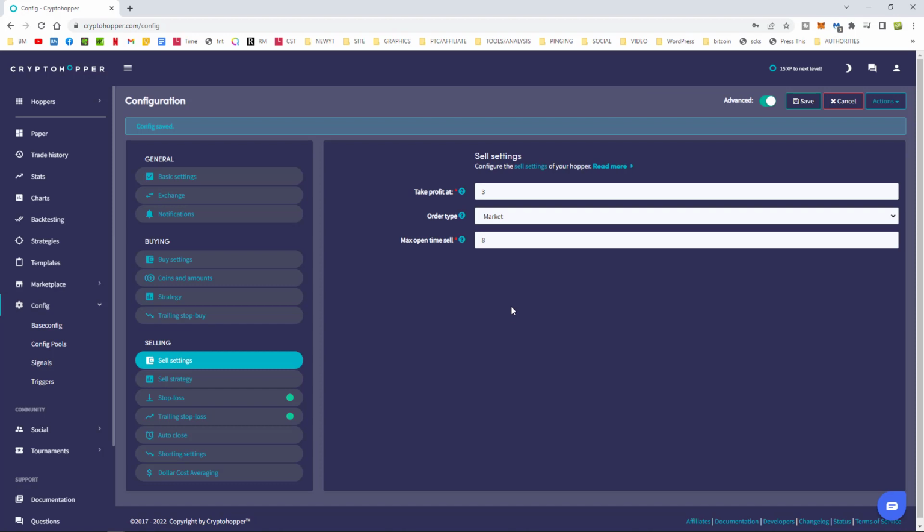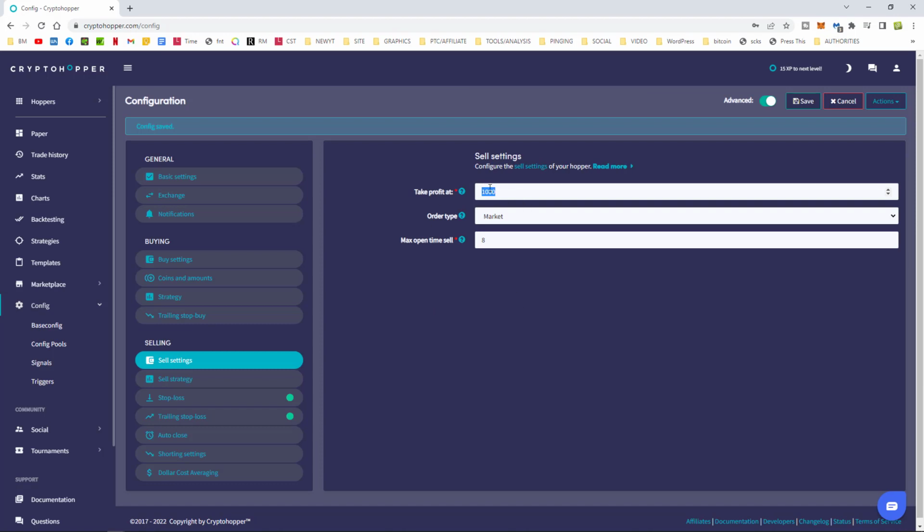So what I do is I always put a big number in here, 1,000, because you never know. Some of these small cap coins can go up a lot, so you want to get as much as you can out of them. That is going to be extremely rare, and it's never happened to me. It probably will never happen to you, but you never know.